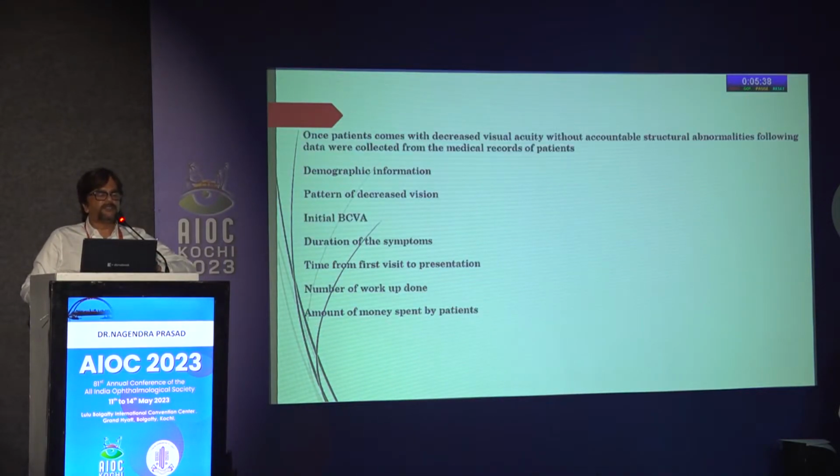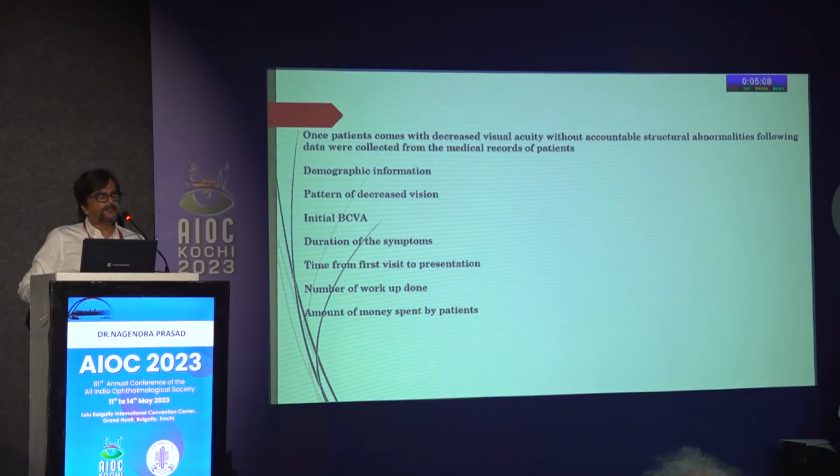As you know, once a patient comes with decreased visual acuity without a countable structural abnormality, the following data were collected from the medical record of the patient itself: demographic information, which plays an important role in localizing which disease is prevalent in that area, and the pattern of the decreased vision. Initial best corrected visual acuity must be ascertained from the previous data, to know how much vision was there previously, before the visual loss.